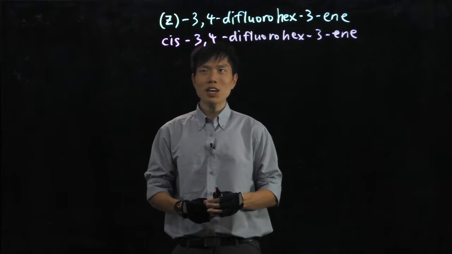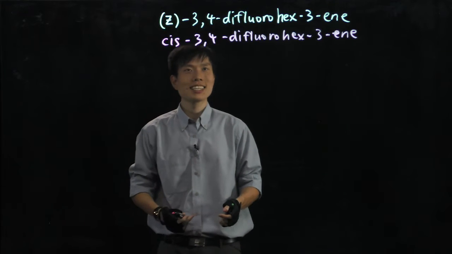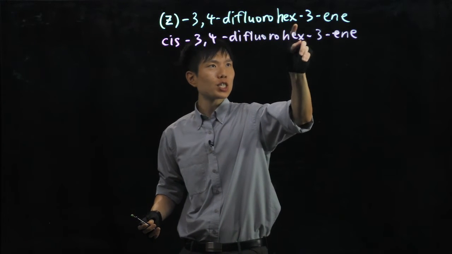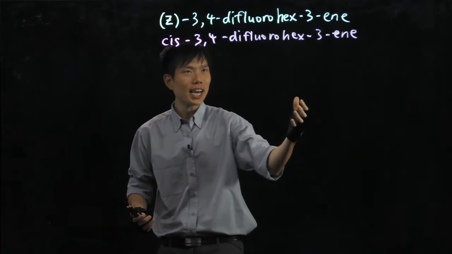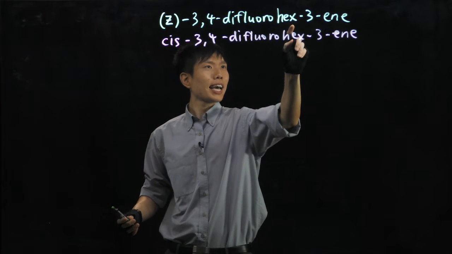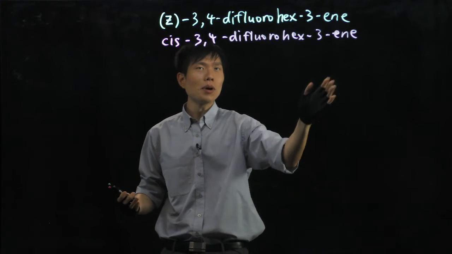Now you're given a task of drawing these two molecules here. So how will you approach it? Step number 1, always look at the parent chain first, hex-3-ene. So in your mind, we know that there must be one straight row of 6 carbon atoms, and between the third and the fourth carbon, there exists a carbon-carbon double bond.